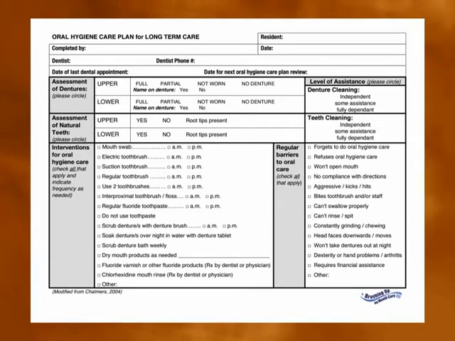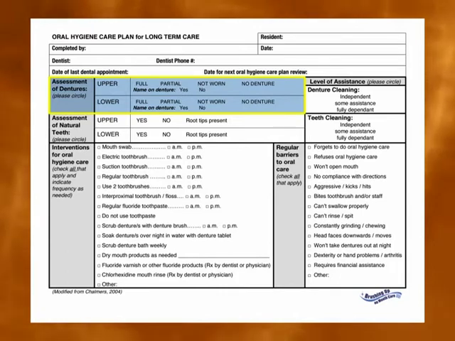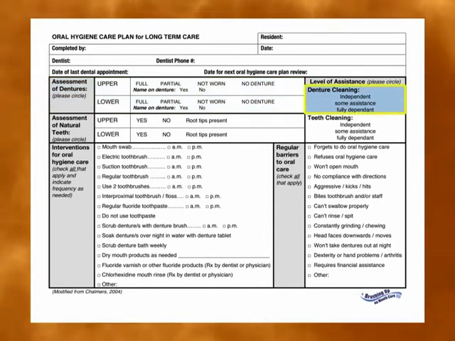For example, the first block is for the assessment of dentures. Circle whether the resident has upper or lower dentures or both. Indicate whether they are full or partial dentures. If the resident does not have any dentures, this should also be noted here. Record if the dentures are labeled or not. To the right of this section, record whether or not a resident is able to look after their own denture care, or what level of assistance may be required. Some residents are independent and able to look after their own dentures, while others may require some assistance or be fully dependent on others to provide their denture care.